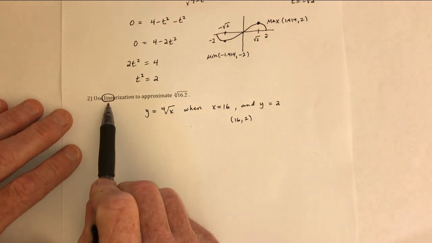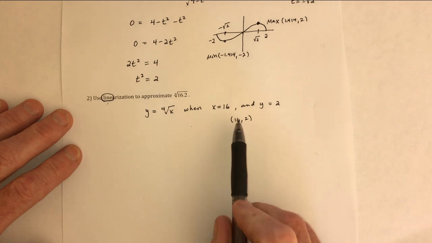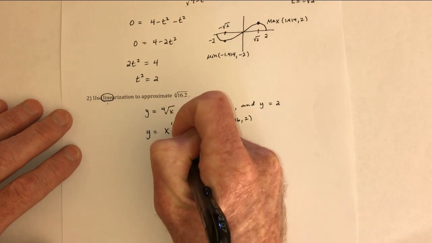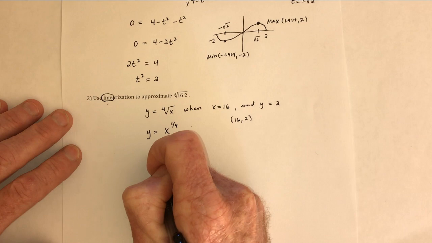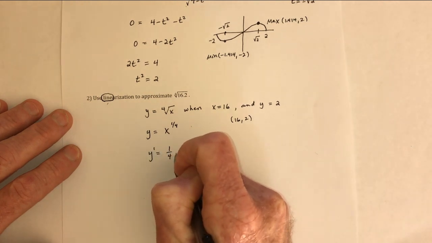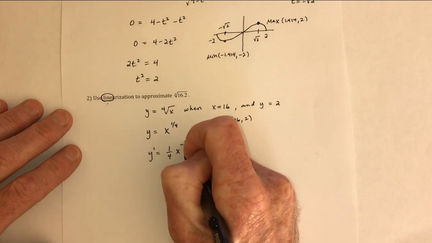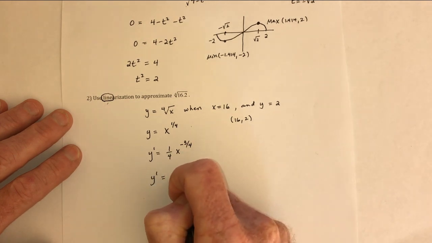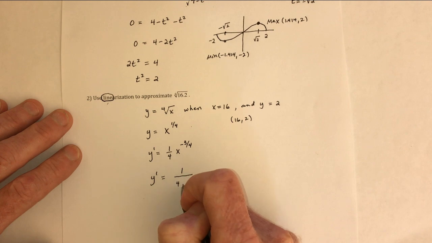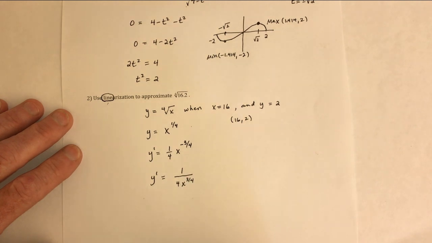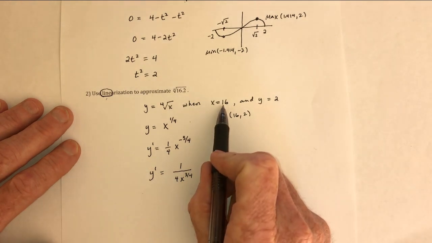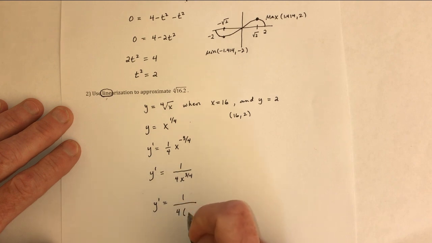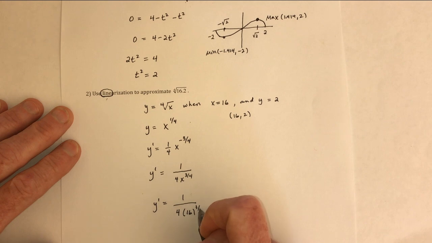And in order to find a line, you need two things. You need a point and you need a slope. Well, slope is going to come from the derivative. So for this problem, I could rewrite it as x to the 1/4. And then its derivative is going to be 1/4 x, and then subtract 1 from the exponent, which leaves -3/4. Since I'm personally allergic to negative exponents, then I need to rewrite this as 1/4x to the 3/4 power. And then substitute 16. So y prime is going to be 1/4 times, and then substitute 16 to the 3/4 power.